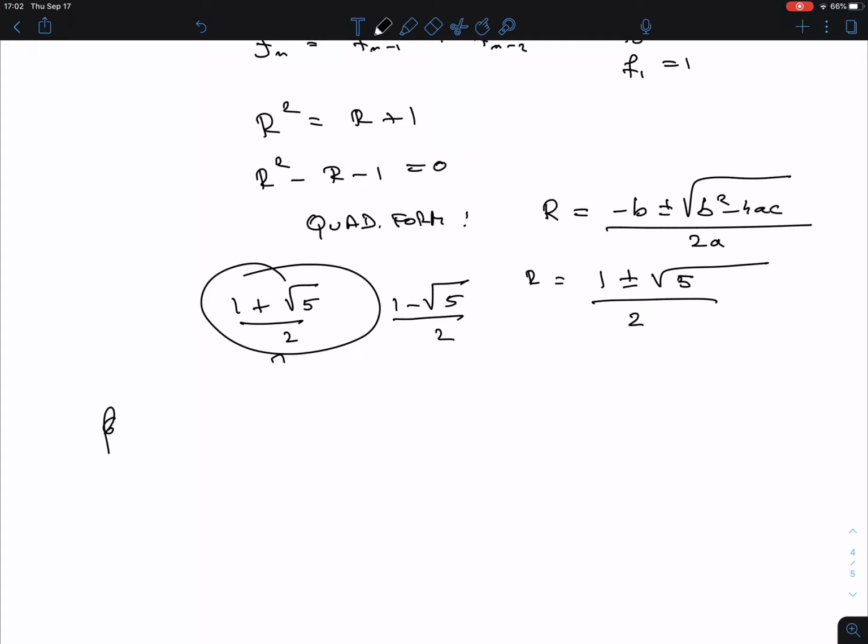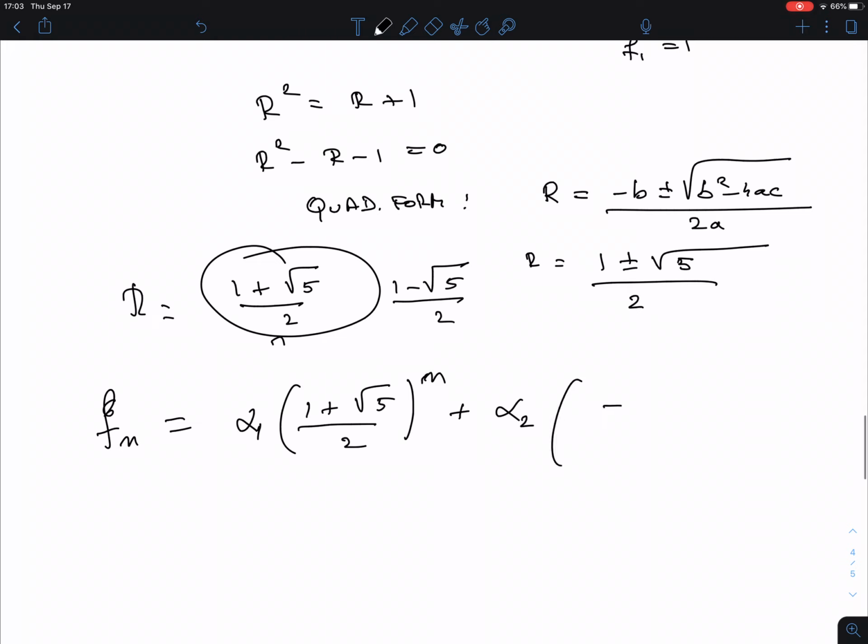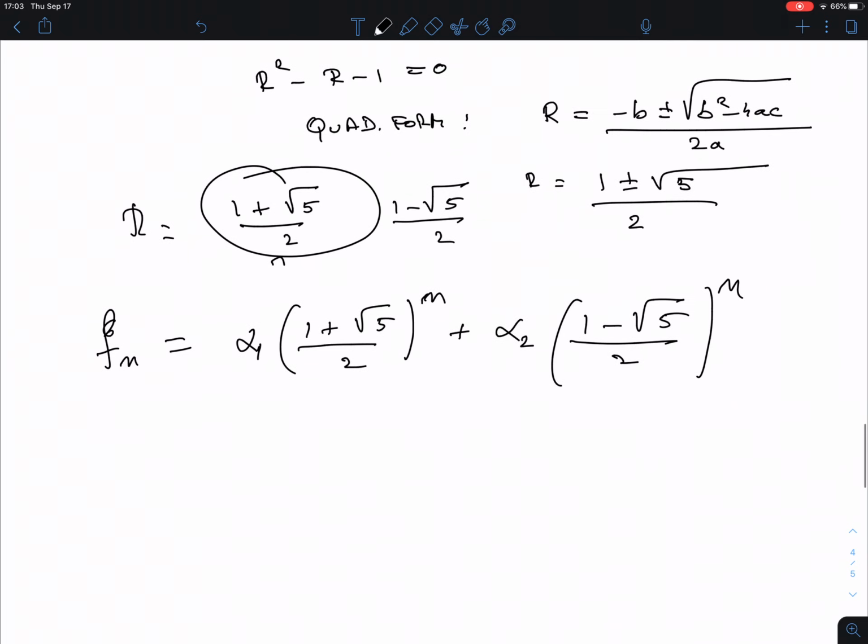Now, going on. What is our general solution of the Fibonacci sequence? Well, these are the r's, right? So we have to take this number to the power n. That would be one of the solutions, and the other one would be the one with the minus. So this is the general solution. That's ugly, right? But okay, that's not the whole solution. We have to now find the initial conditions. Let's look at what they are.